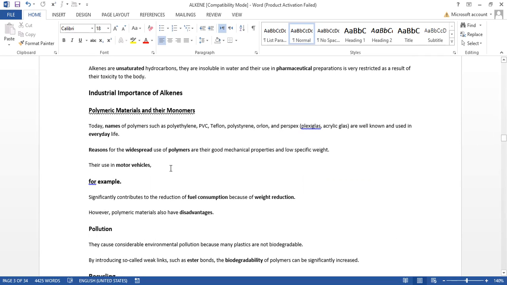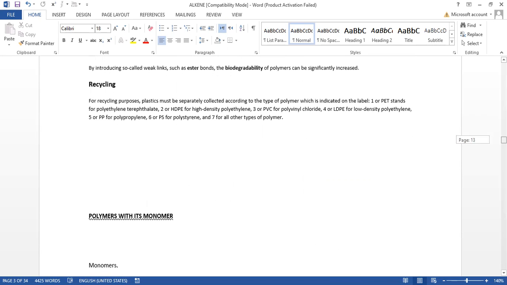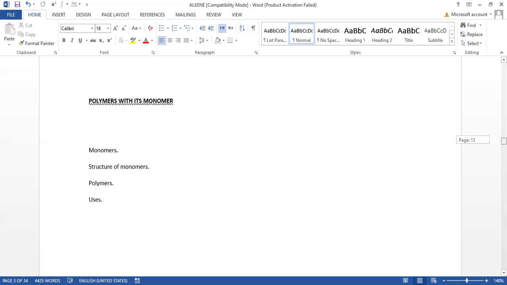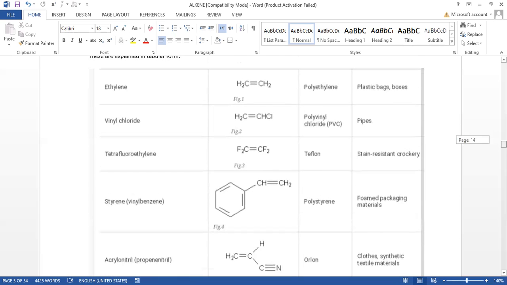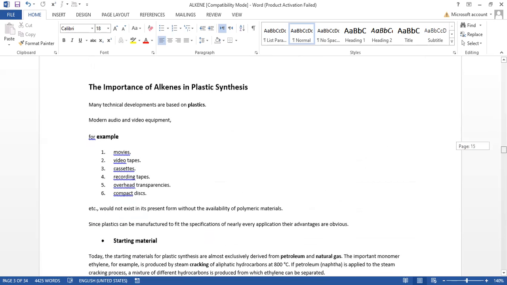As we know, it is very useful in the production of polymers, for example plastic, polyethylene and polypropylene. Polymers with their monomers are as follows. Ethylene, this is ethylene and this is its structure and this is its example. And this is the plastic bag. These are all the monomers through which we can prepare our polymer, with an example or usage.